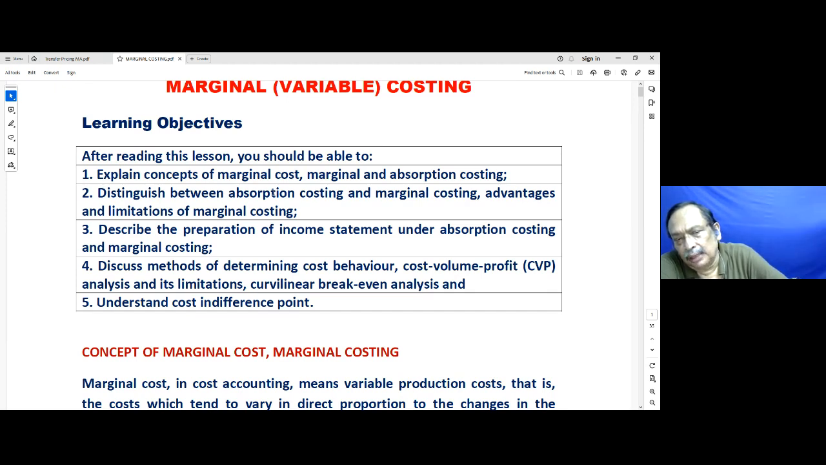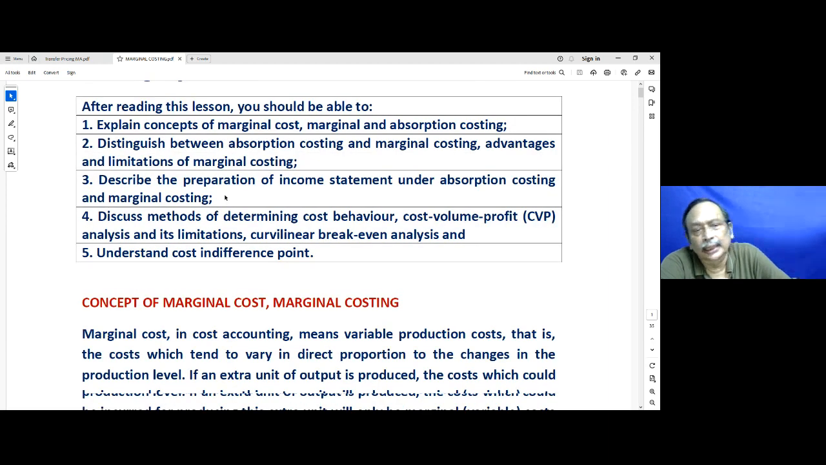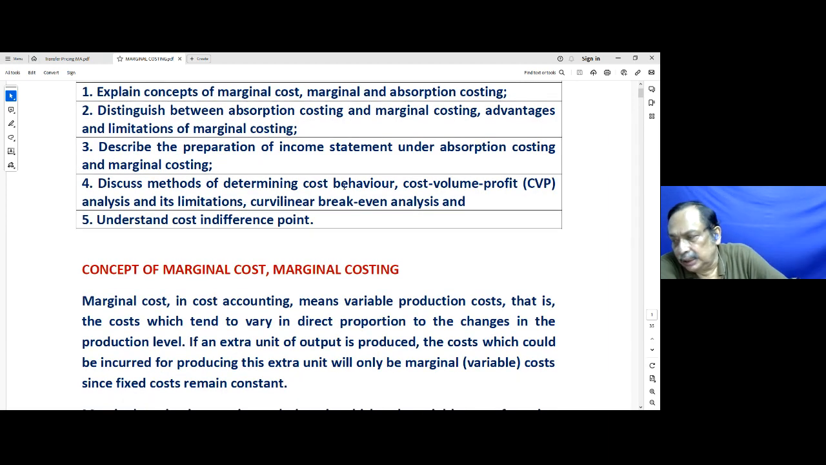Then different methods of determining cost behavior, cost volume profit, that is CVP analysis and its limitations, and curvilinear break-even analysis. Then there is a concept called cost indifference point. The cost indifference point is that point where, say there are two alternatives, you can select either of the two alternatives which will give you the same benefit.